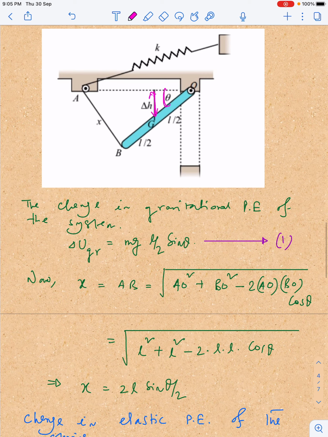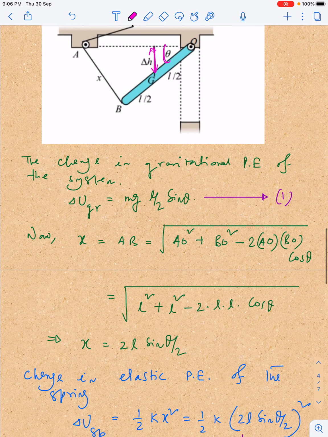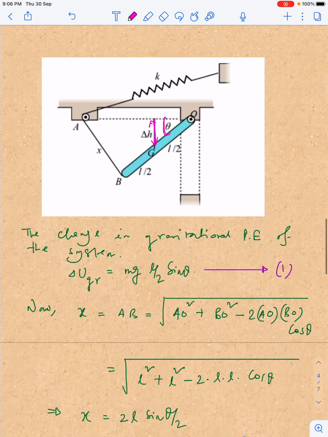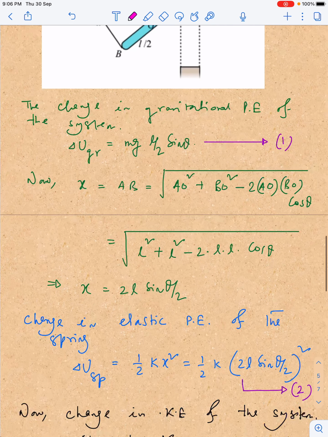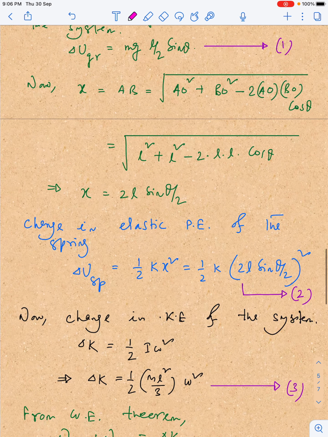If I want to calculate the extension of the spring, x is equal to AB, because initially it was here when theta equal to 0 degree. Whatever the length is increasing here is the extension of the spring. So then I can calculate x is equal to AB, that is root under of AO square plus BO square minus 2 AO BO into cos theta. AO here is L, as you can check, and BO is also equal to L. So if I put the values over here, x is coming to be 2L into sine of theta by 2.